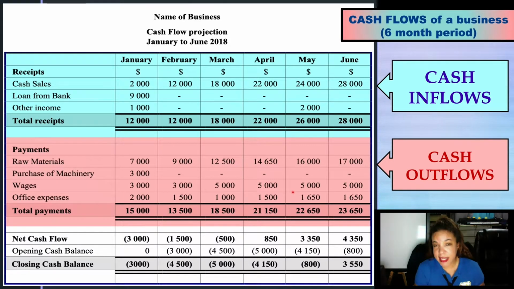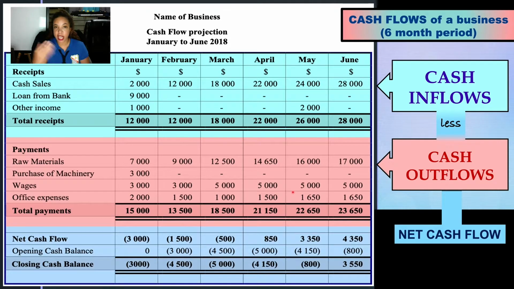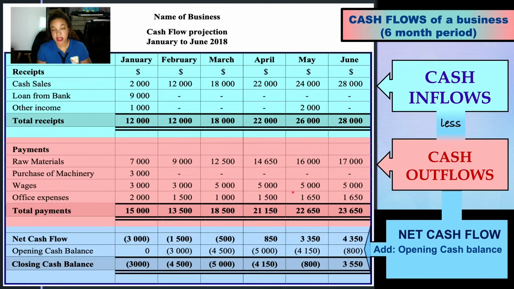Can you remember what the next step is? Next step, we deal with our net cash flow, which is part of the section that we end with, which would be the balance. So your cash inflow less your cash outflows will give you your net cash flow. And when you get that figure, then for each month, you're going to add your opening cash balance to that, and that will give you your closing cash balance for each month.